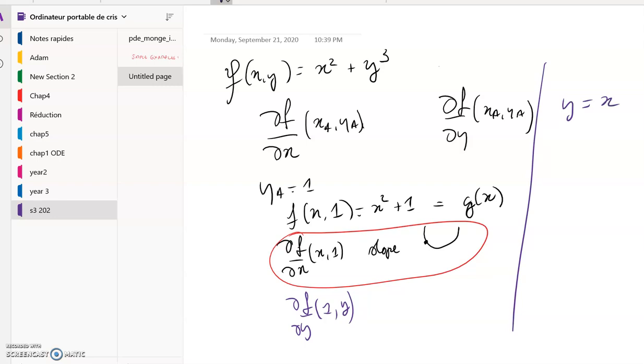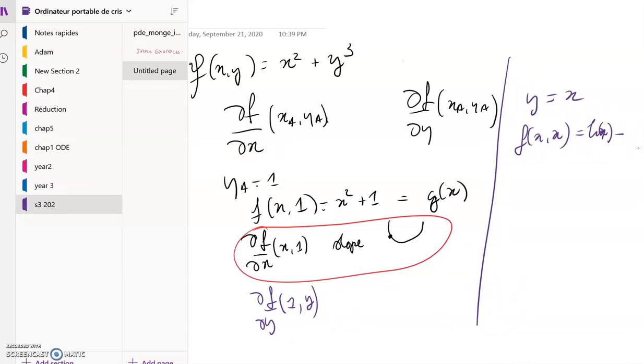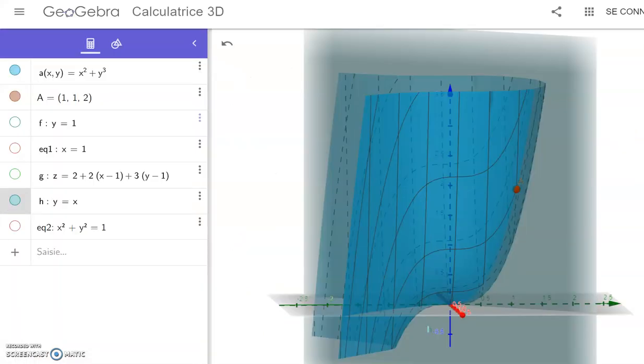So the curve that I obtain at the intersection is going to be something where f of x, x is equal to a new function. What we see at the intersection is the graph of the curve z equals h of x projected on the plane of equation y equals x. You see the intersection. It goes again through the point of coordinates (1, 1) because it happens to belong to the plane.